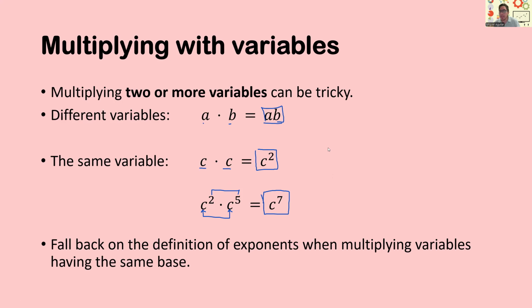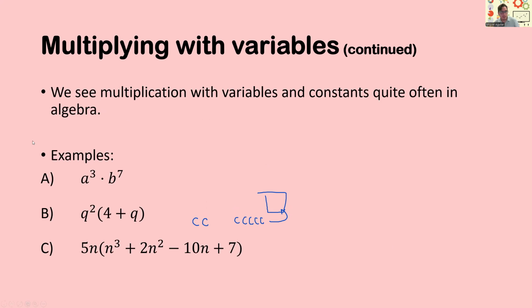If we needed to, we could fall back on our definition for exponents there, because you could say that this is c times c, and this is c times c times c times c times c. And then you could count up all the c's that have been repeatedly multiplied, but it's just easier to add those exponents. That's just a shortcut. Any questions or comments about those examples? Okay. Let's clear that out of the way.